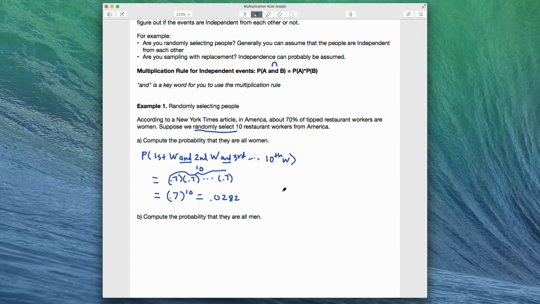So in all, there is almost a 3% chance that if we selected 10 restaurant workers, tipped restaurant workers, they would all be women. So a very small chance.